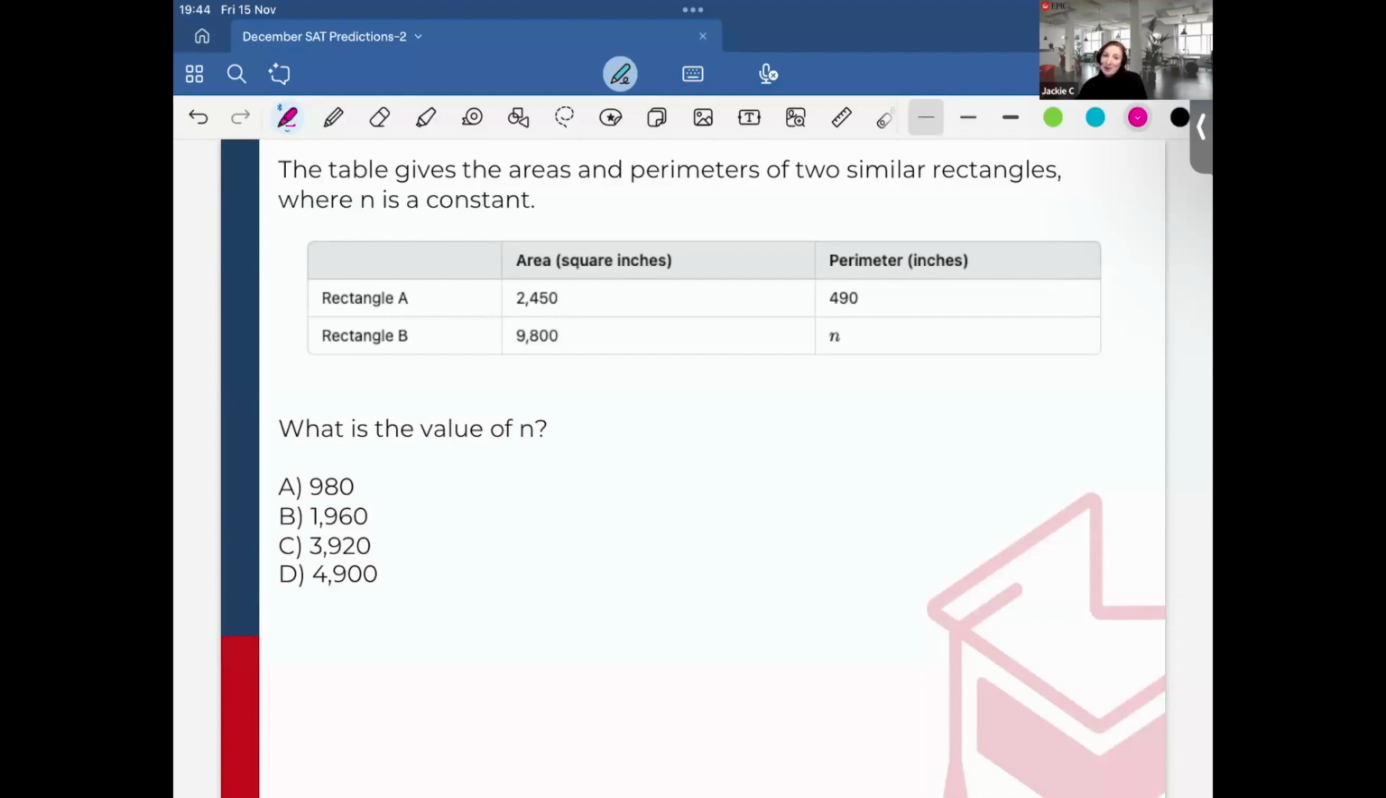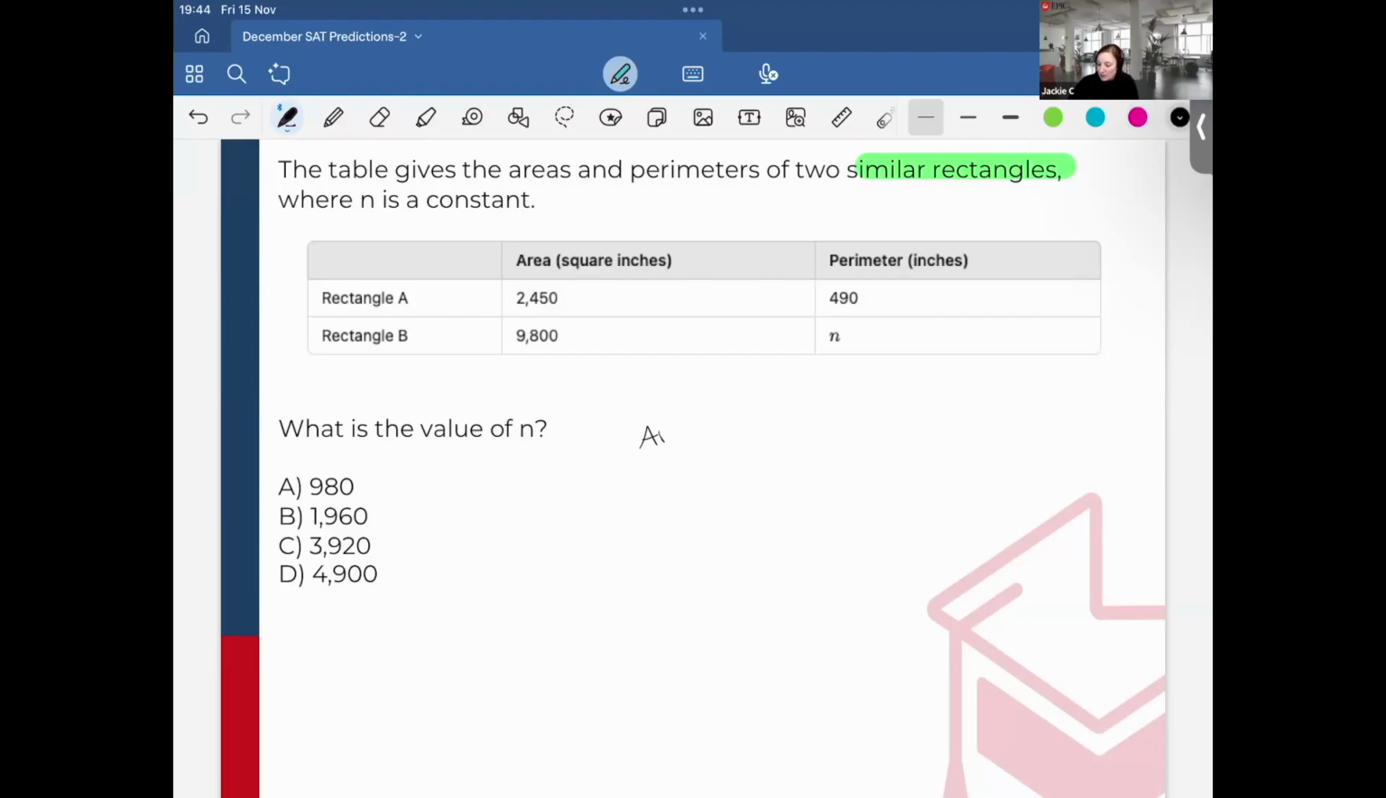So important to recognize in this problem, it says that it's two similar rectangles, which means that the ratio of their areas is going to be the square of the ratio of their side lengths. And that's an important thing to remember. And also, the ratio of their perimeters will be the same as the ratio of their side lengths.